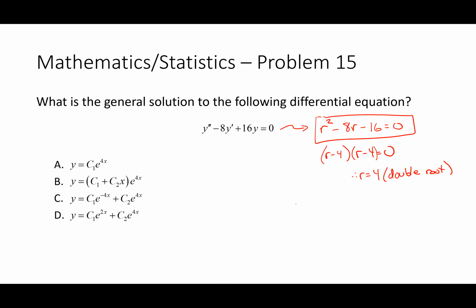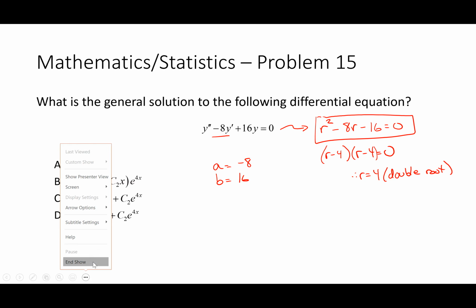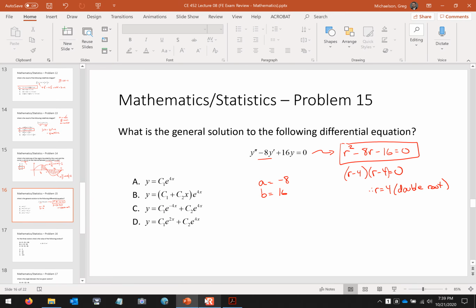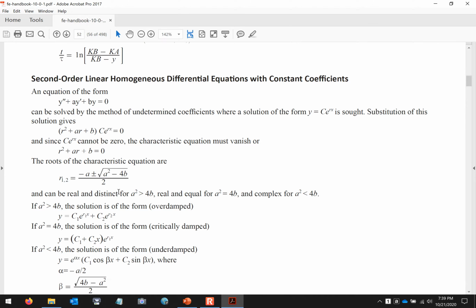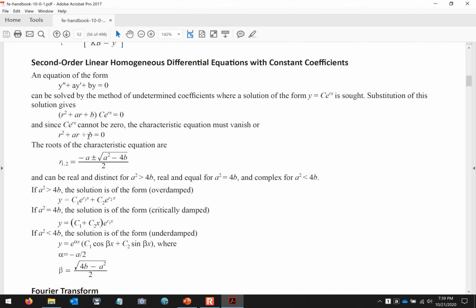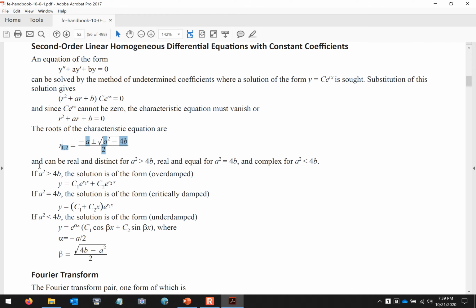Okay. And in this problem, a is what? Minus 8. So that's just that term. And b is 16. Okay, so I've got that calculated. Let's go back to the notes here. We've got our solutions for the characteristic roots. We've got that R1, R2 right there. We've got A and B. We've got that right here.